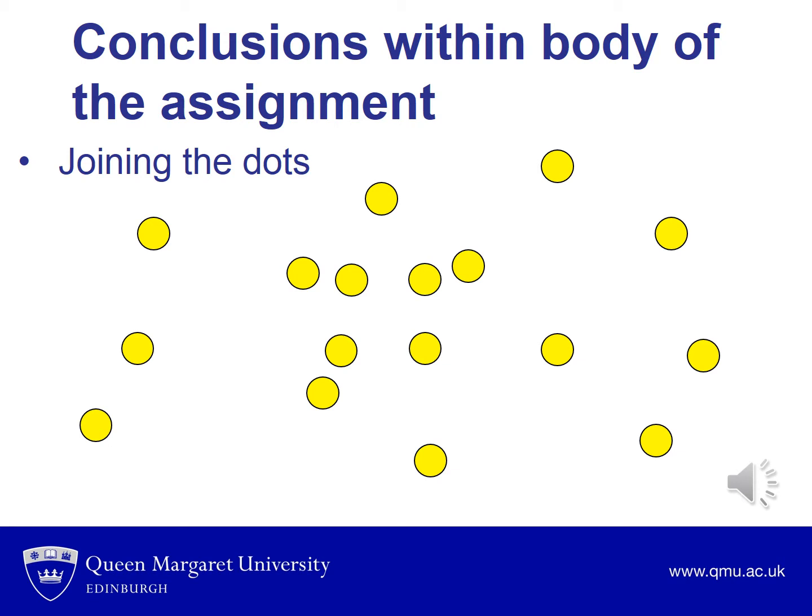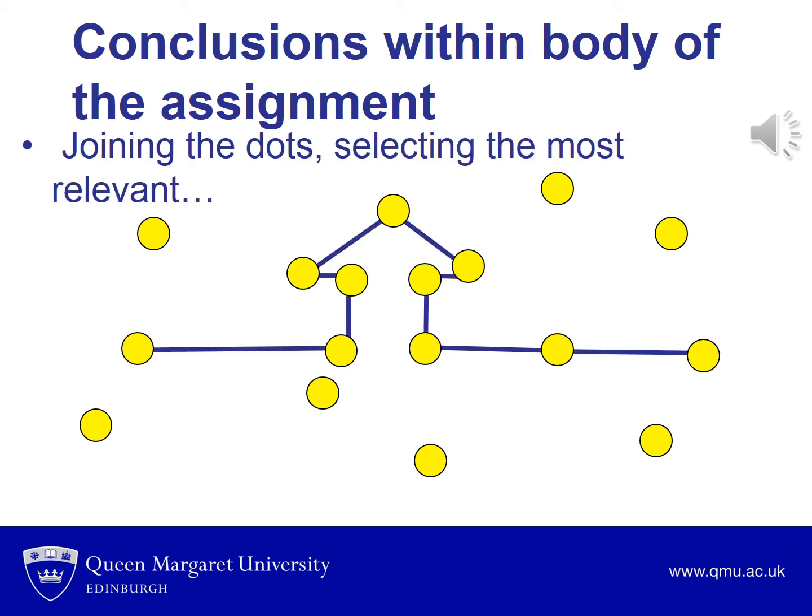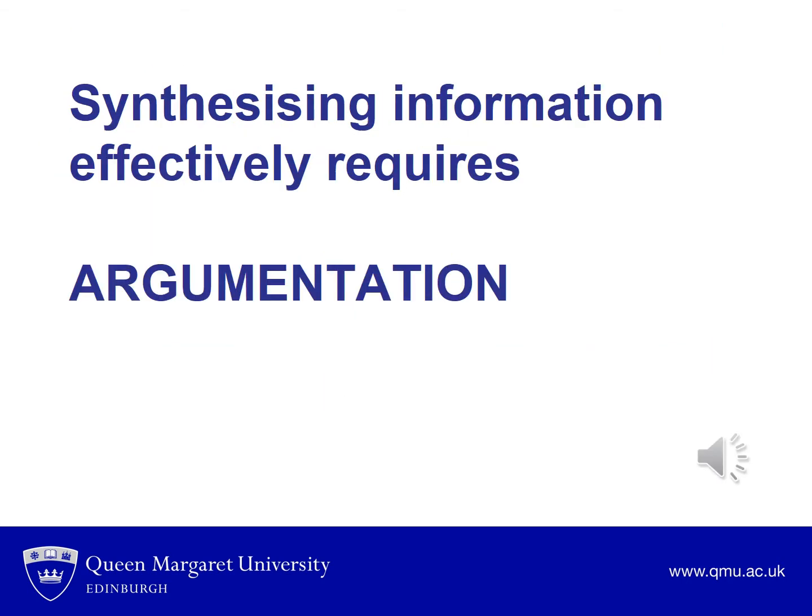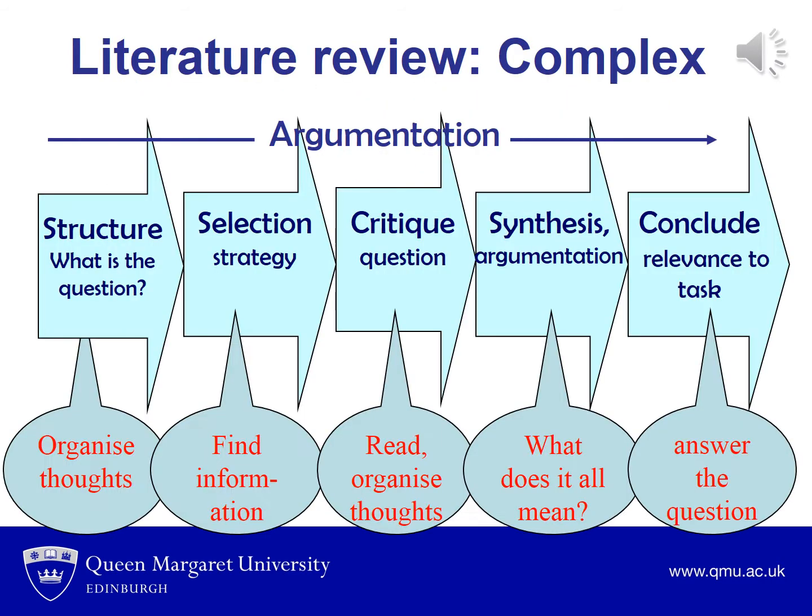Now imagine the information as dots which are scattered. By using conclusions within the body of the assignment, you are trying to join the dots. So you select the most relevant information and join the dots to move your argument forward. In order to effectively synthesize information in an assignment, you need to be capable of argumentation. As we discussed in an earlier slide, you need to be developing your argument throughout your assignment, which will effectively help you to answer the question.